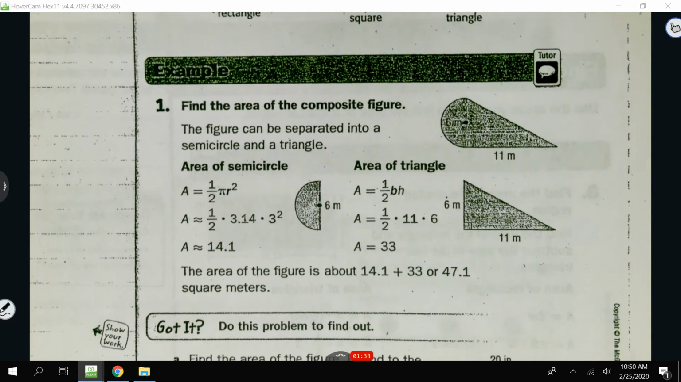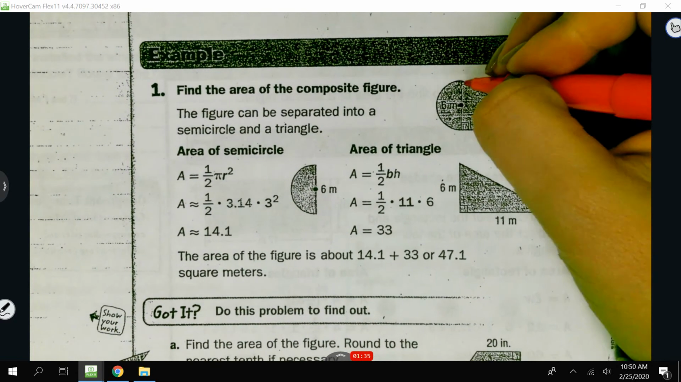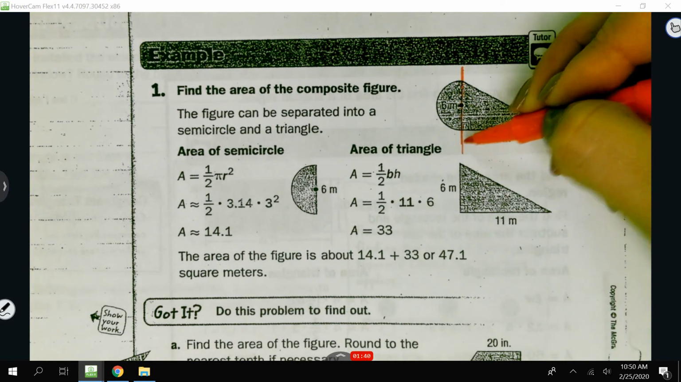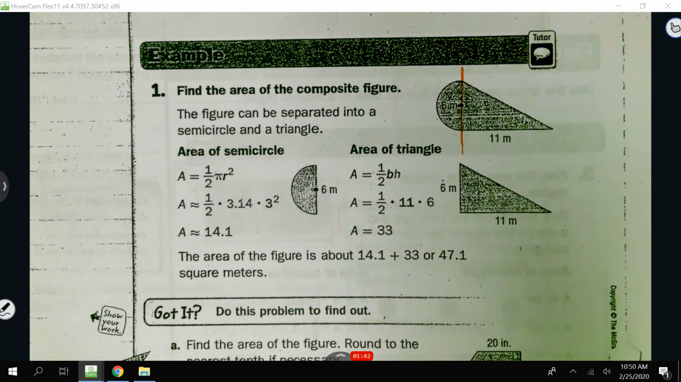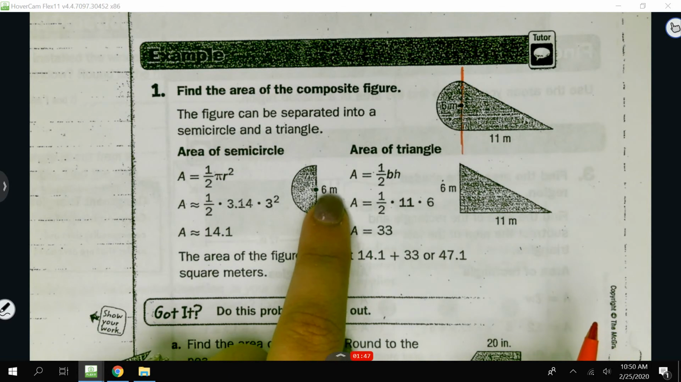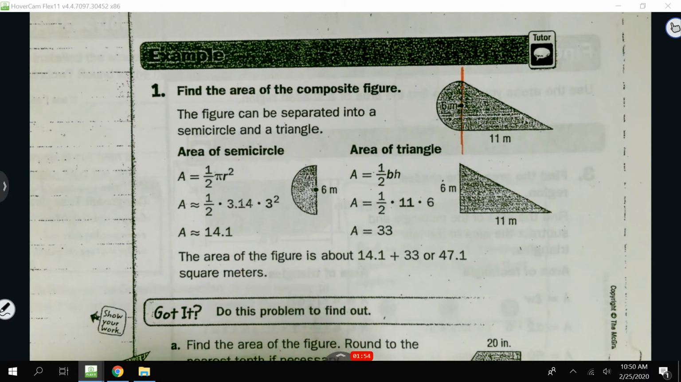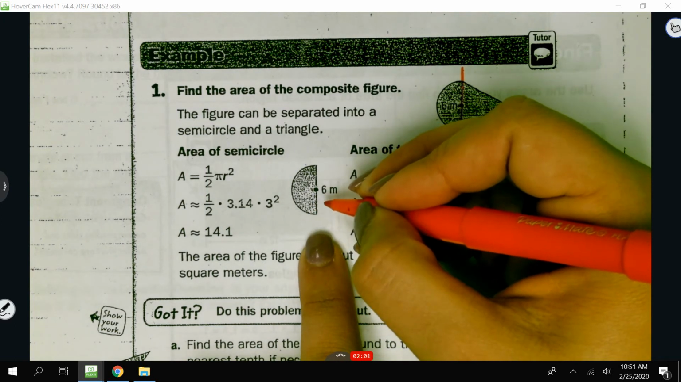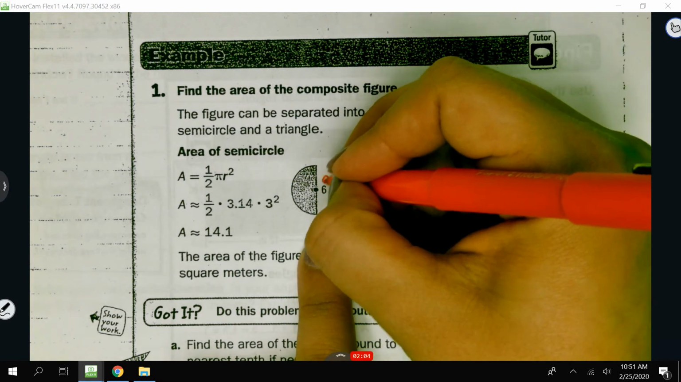So example 1 does a problem for us. If you cut this in half, it's kind of hard to see all of that, but this would be a semicircle. This would be a triangle, so you want to separate them and find the area of each. What is the 6 meters telling me about that circle? It's the diameter. How do you know that it's the diameter and not the radius? Because it's in the center of the circle. It's right there by the center. If it was written down here, like right here, that would tell you that it's the radius. Okay, so this is your diameter.